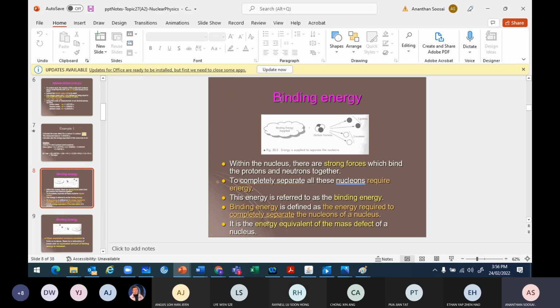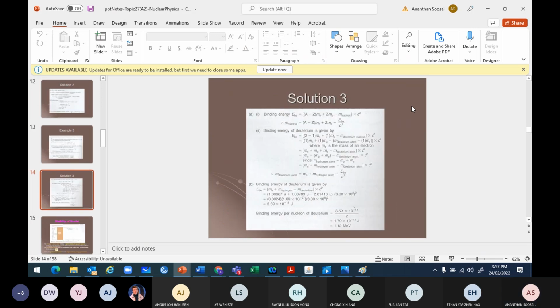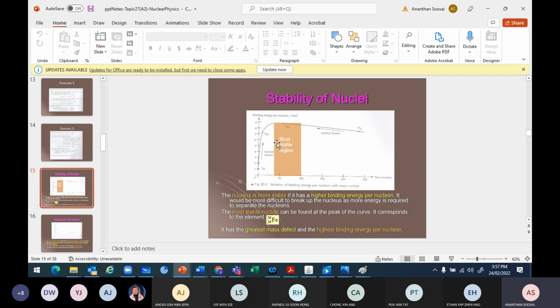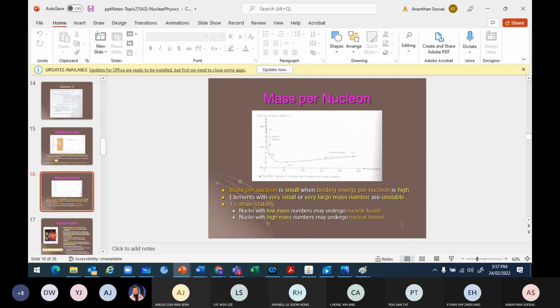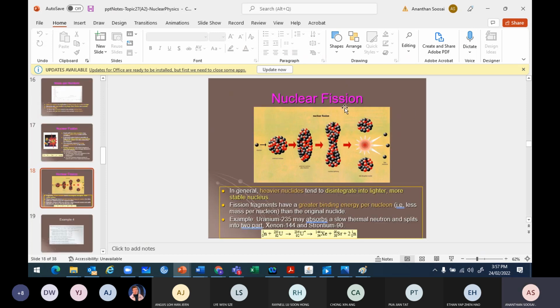And you learned about binding energy. What is binding energy? The amount of energy required to separate all the nucleons from the nucleus to infinity. Then we talked about binding energy per nucleon, which determines the stability of the nucleus. We found that iron achieves the greatest stability because it has the greatest binding energy per nucleon. Then we talked about fusion and fission, a little.